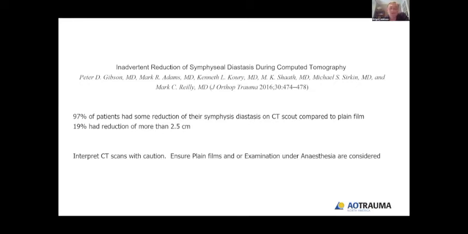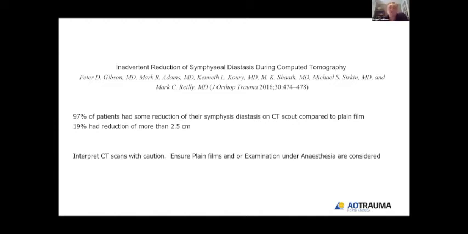And you have to be careful because some might actually reduce to the point where you're not as worried about them being unstable. So if you were to look at just the CT scout image and didn't have the benefit of the previous injury films, you might be even thinking this patient might have an APC1 injury, when I think it's quite clear he has at least an APC2, and some people may even consider it an APC3 based on his first films. So how are we going to treat this patient?